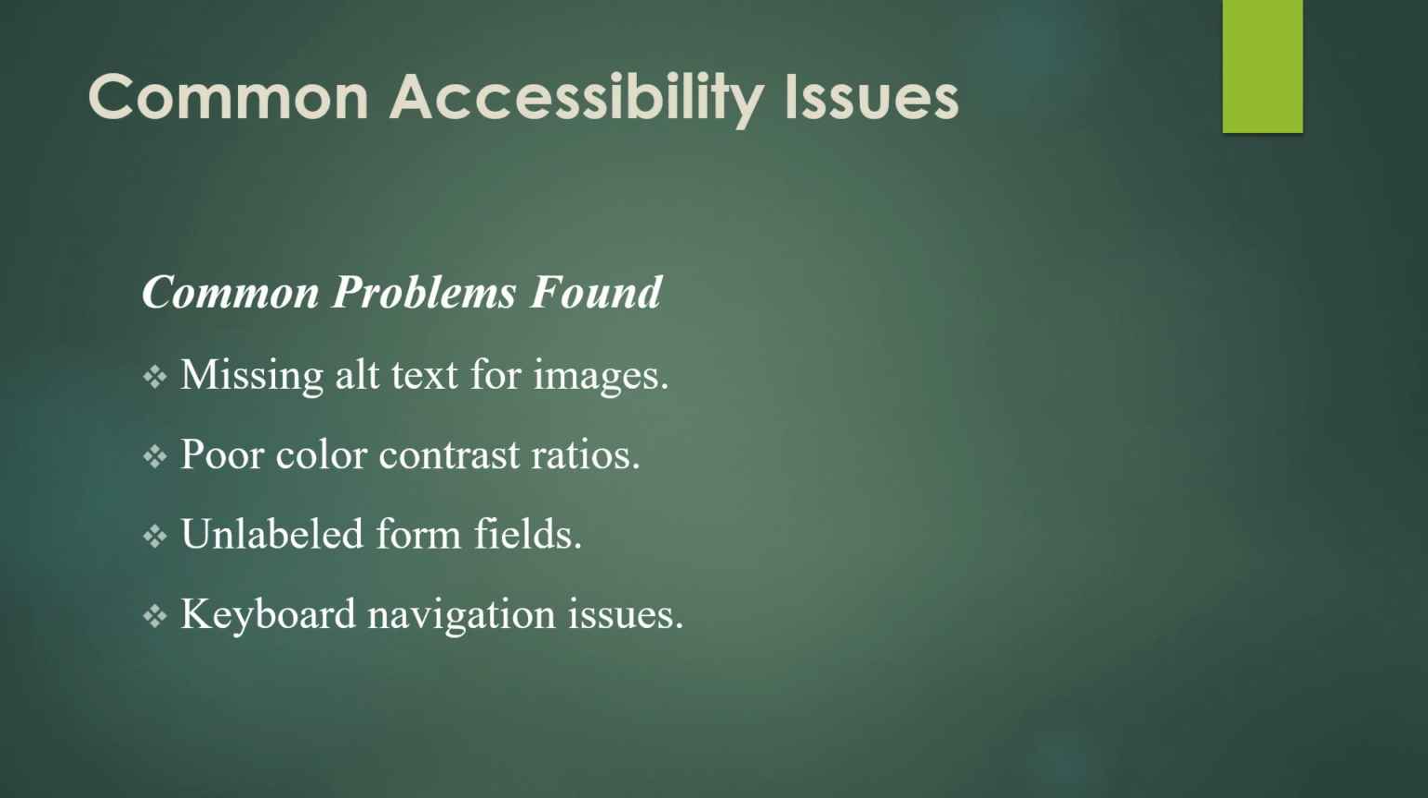Common accessibility issues include missing alt text for images, making visual content unreadable by screen readers; poor color contrast, which makes text hard to read for users with low vision or color blindness; unlabeled form fields, preventing screen readers from interpreting input areas correctly; and keyboard navigation issues, where users cannot navigate through the app without a mouse. These problems can significantly hinder the usability of your app for users with disabilities.